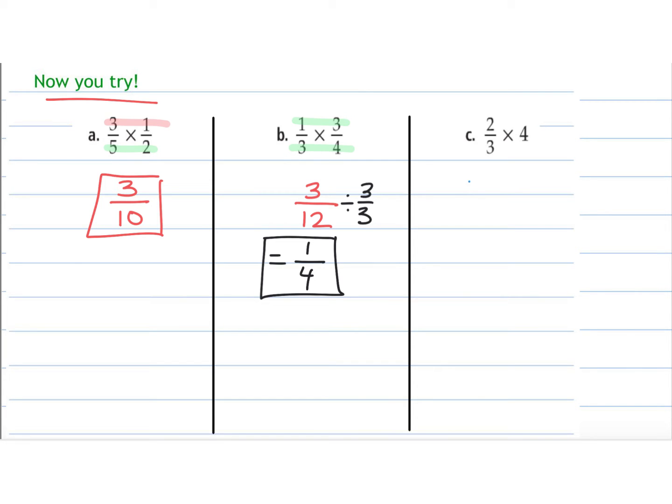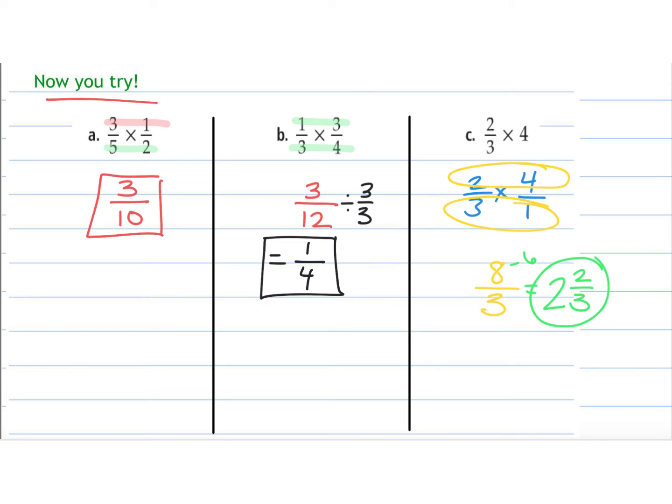Last one, we have 2/3 multiplied by 4. 4 is the same as 4/1. I'm going to multiply straight across. 2 times 4 is 8. 3 times 1 is 3. Improper fraction to a mixed number. 3 goes into 8 2 whole times for 6, with 2 of the 3 left over. So 2/3, not quite all, of 4 is less than 4, but 2 and 2/3.